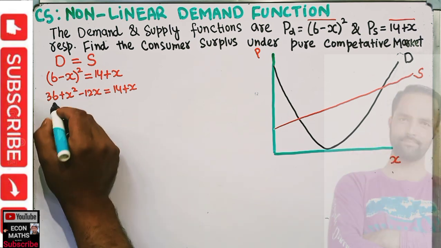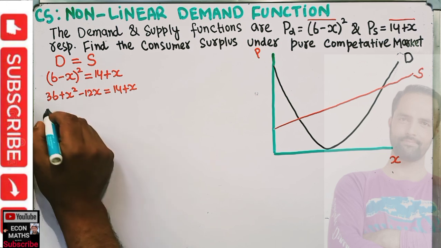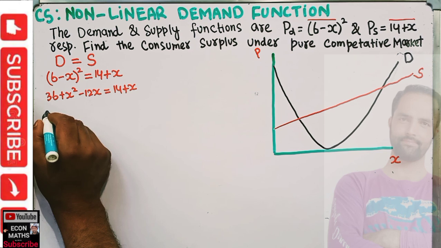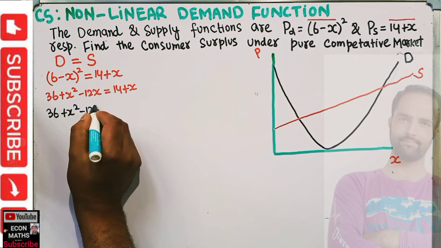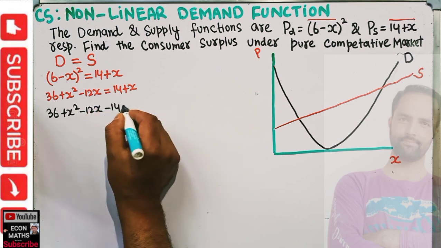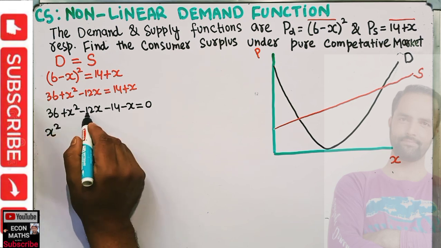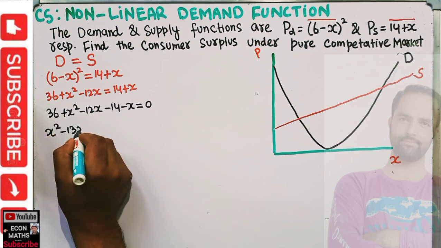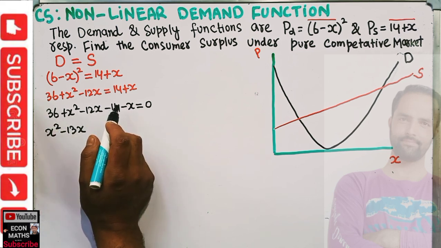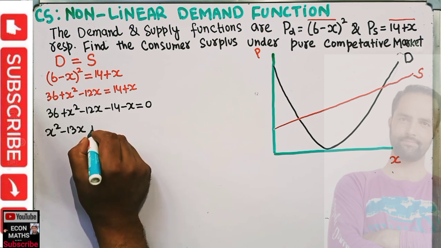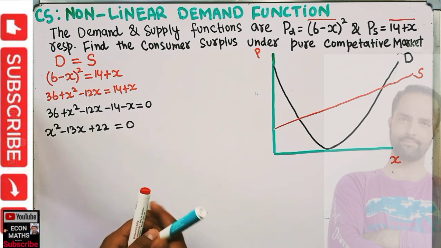Let us solve this out. We write 36 plus x square minus 12x. Transposing these terms, minus 14 minus x should be equal to 0, which gives us x square minus 12x minus x, which is minus 13x, plus 36 minus 14, which comes out to be 22, equal to 0. So we have this quadratic equation.